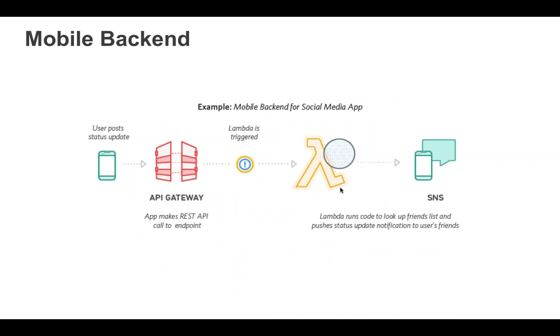Mobile backend. Here's another example, a mobile backend for a social media app, where a user is going to post data. API Gateway, which I talked about before, is our fully managed RESTful gateway service. So a mobile application talks to API Gateway, making a call, a Lambda function is triggered, which in turn creates a notification.